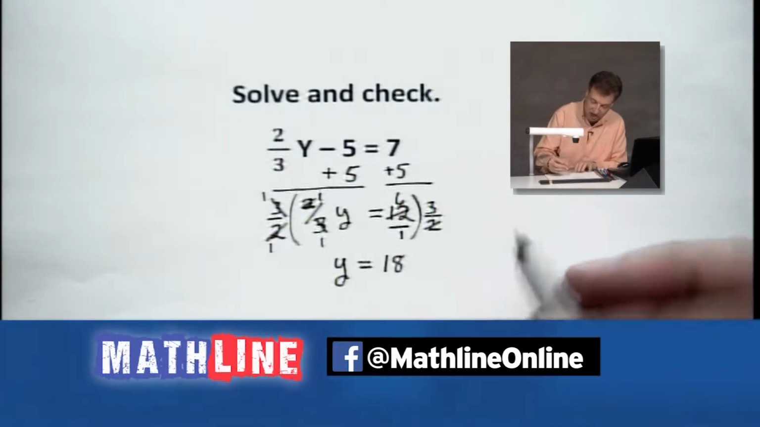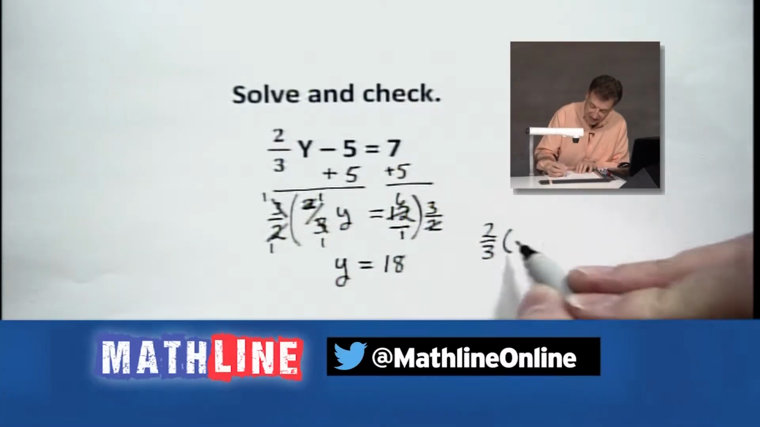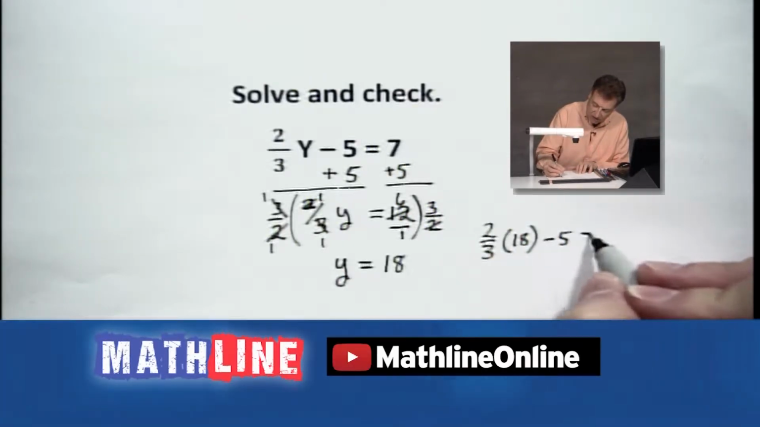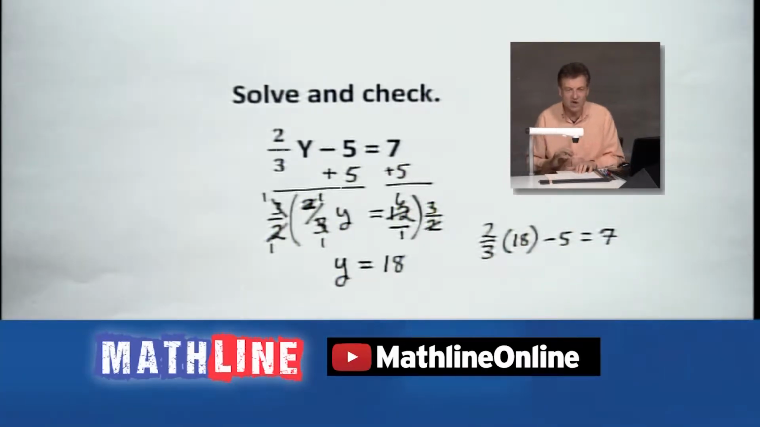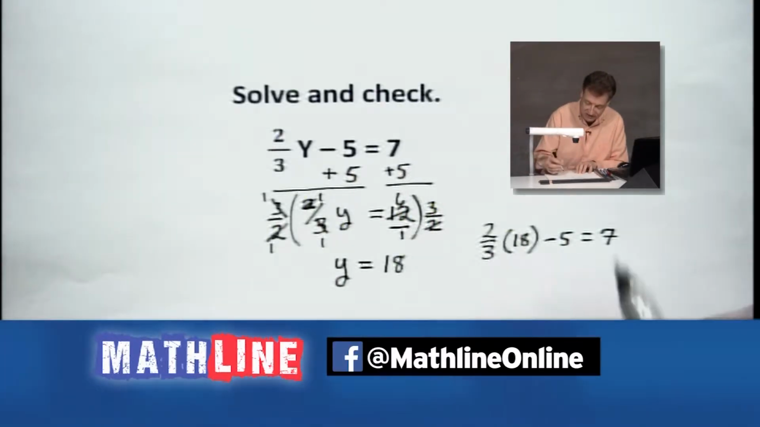Let's find out. Let's check, all right? So over here to the side, we're going to say 2/3 times 18. We're going to subtract our 5 and hopefully come up with a 7. That's the goal. That's our goal, all right? Let's see what happens.